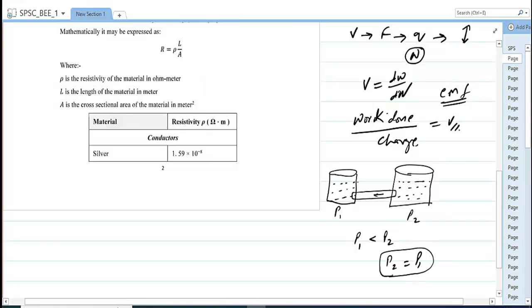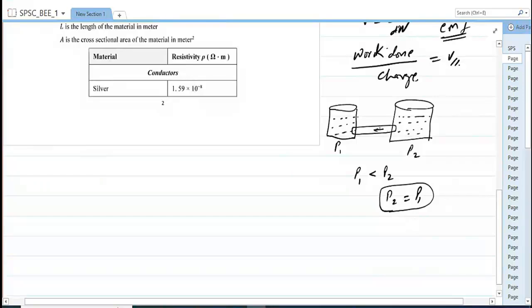So what P2 and P1 are doing, these are the pressures, and pressure decides the flow of water from high pressure to low pressure. The water will flow from high P to low P.